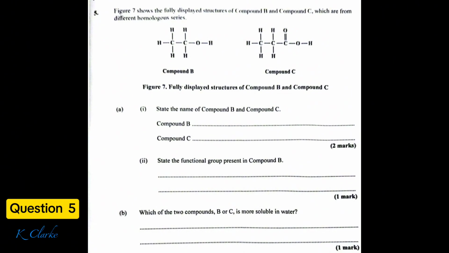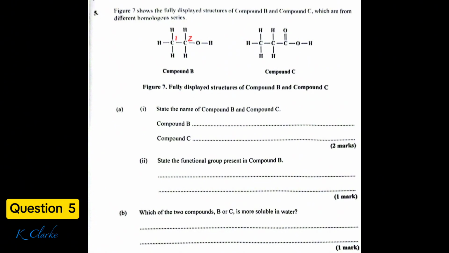Question 5. Figure 7 shows the fully displayed structures of compound B and compound C, which are from different homologous series. A. Part 1. State the name of compound B and compound C.